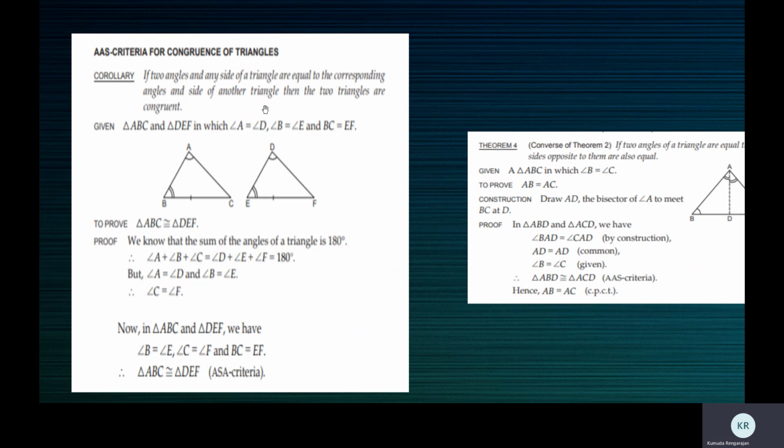To put it in simple words, if in two triangles, two angles and any side are respectively equal to the corresponding two angles and side of the other triangle, then the two triangles are congruent to each other. So this is called the AAS congruence criterion because it is two angles and any side. It's not ASA. ASA is two angles and the included side. This is AAS, two angles and any side.